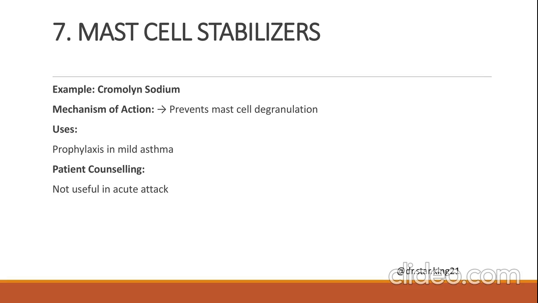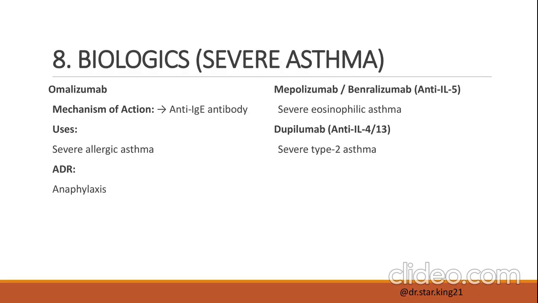Coming to the mechanism of action, it acts by preventing mast cell degranulation, thereby reducing bronchoconstriction. The use is prophylaxis in mild asthma, and coming to patient counseling, it is not useful in acute attacks. Last treatment option, if asthma is not controlled by any other steps, is biologic therapy. Biological drugs target specific immune pathways and are reserved for severe uncontrolled asthma.